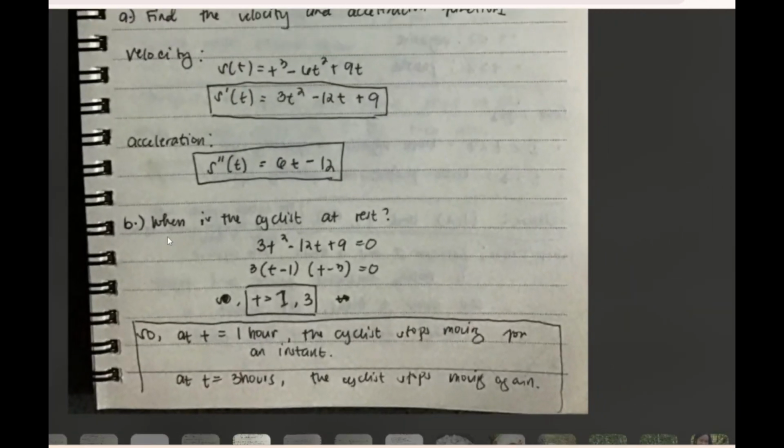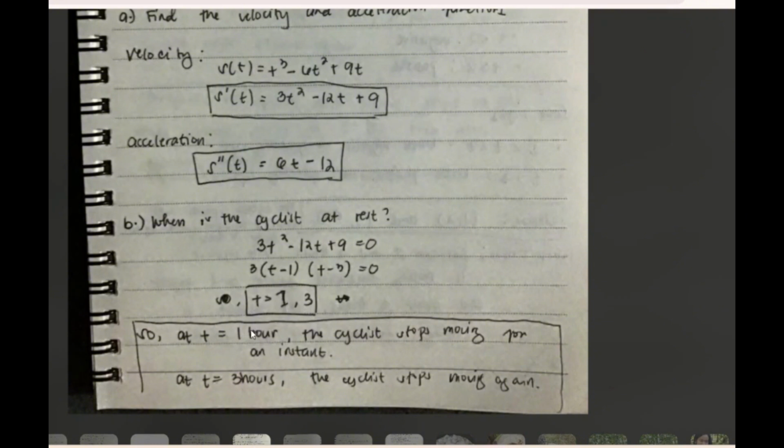Letter B, when is the cyclist at rest? We set the velocity to 0. So we factor this, and we have obtained 3 times the quantity t minus 1 times the quantity t minus 3 equals 0. Transposing negative 1 and negative 3 to the other side, therefore t is equal to 1 and 3.